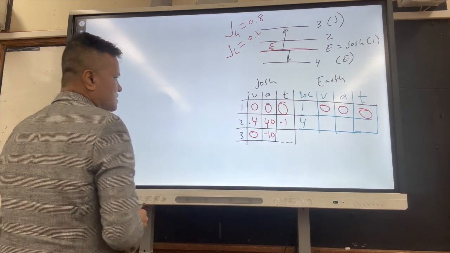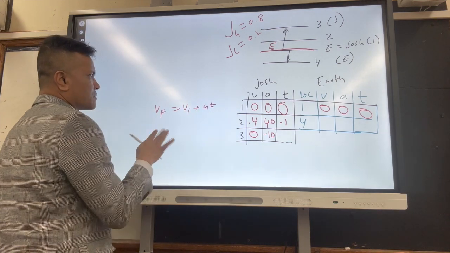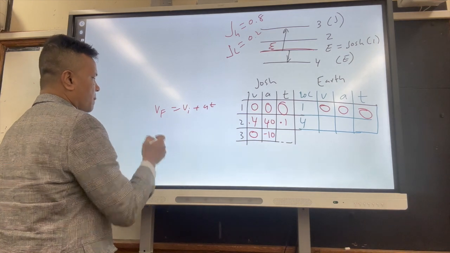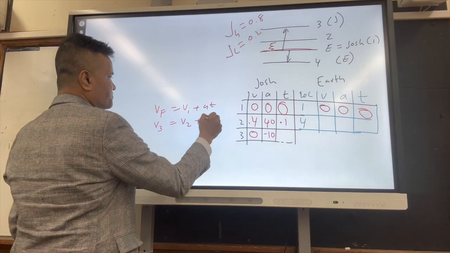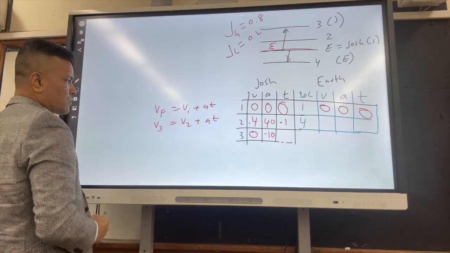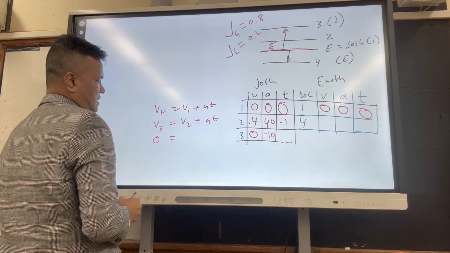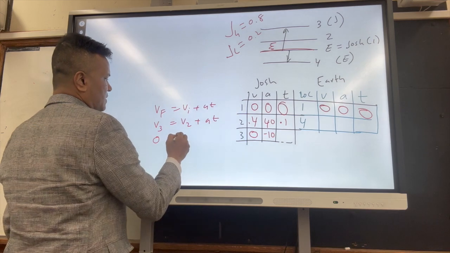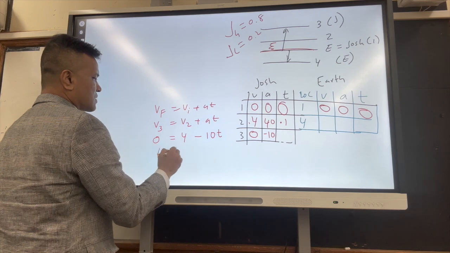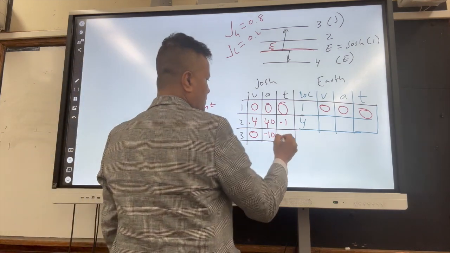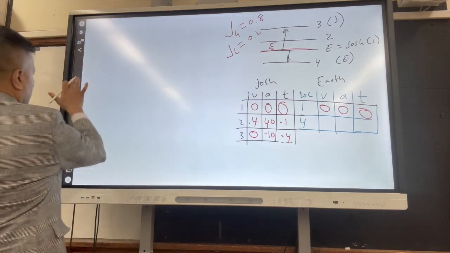Acceleration at location 3 is negative 10, because he's in free fall. And time at location 3: Vf is equal to Vi plus at, for the time between location 2 and 3. Location 3 velocity is 0. Location 2 velocity is 4. And then of course negative 10t. So t is equal to 0.4. Okay, now we want to find the velocity of the earth.